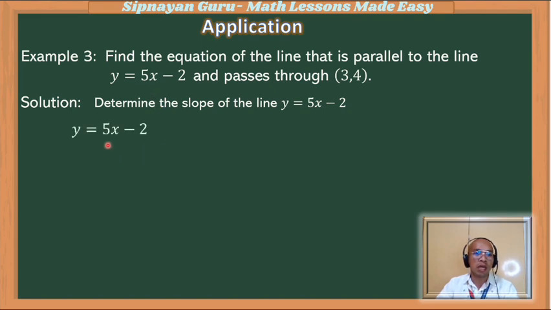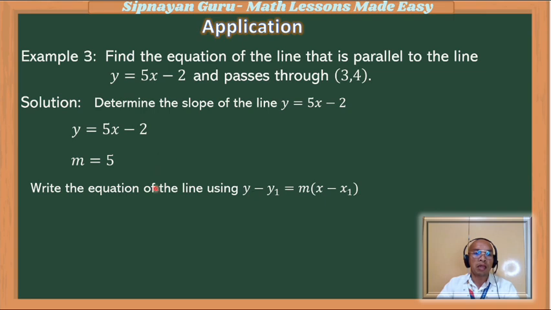So the slope of line y equals 5x minus 2 would be 5. Using the slope-intercept form, the slope is just the coefficient of x, provided the coefficient of y is already positive 1. We will now write the equation of the line that passes through this point given that the slope is 5. Take note, parallel lines have the same slope. The point-slope form formula is y minus y sub 1 equals the slope times x minus x sub 1. Since it passes through this point, this would be our x sub 1 and this would be our y sub 1. So substitute to the given formula.